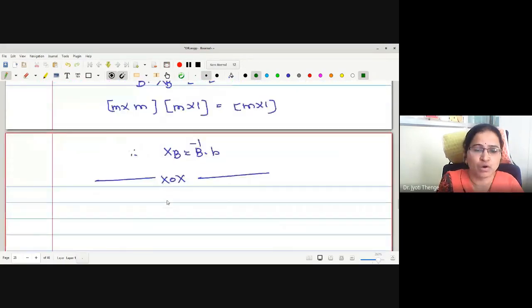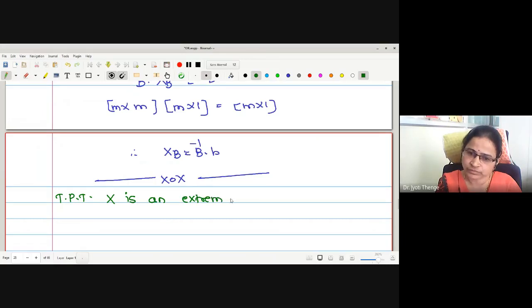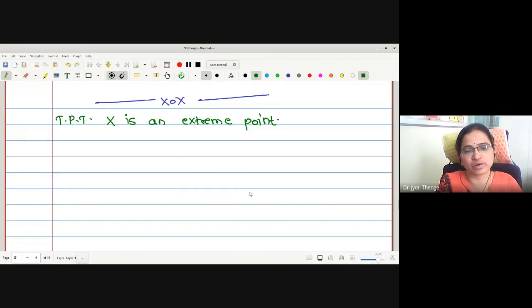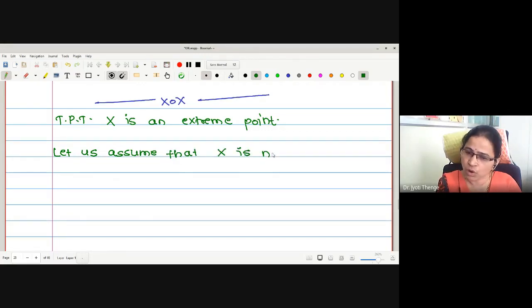Somewhere we will get the contradiction. Here, what we actually want to prove is that X is an extreme point, that is, the basic feasible solution is obtained at the extreme point. But what we are assuming is a contradictory assumption. Let us assume that X is not an extreme point.